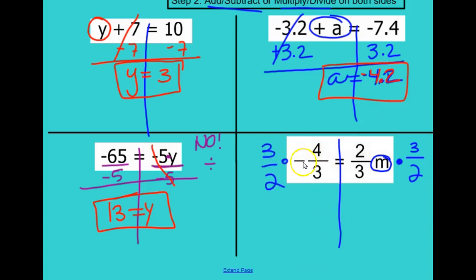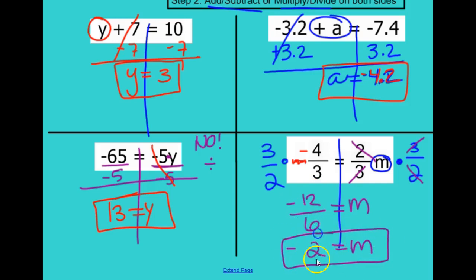And I've taught you before, this negative, put it with either the 4 or the 3, but not both. So I'm going to just put it with the 4. If we made both negatives, two negatives would make a positive, and we don't want that. So we know 3 over 3 makes 1, 2 over 2 makes 1, so we just have 1m or m. On the top, 3 times negative 4 is negative 12, and 2 times 3 is 6. So 12 divided by 6 is 2, and it's negative.